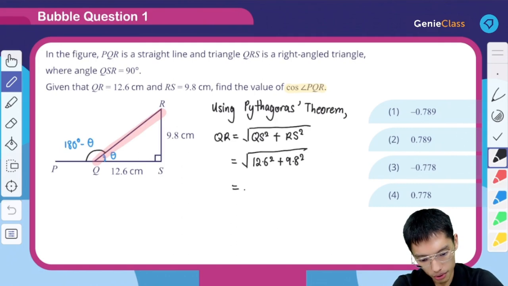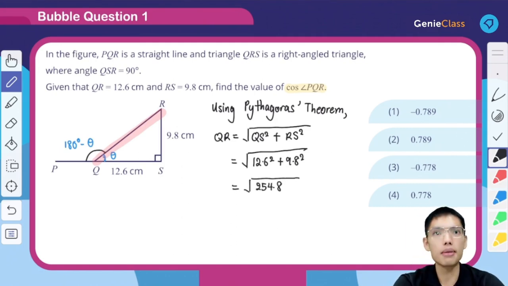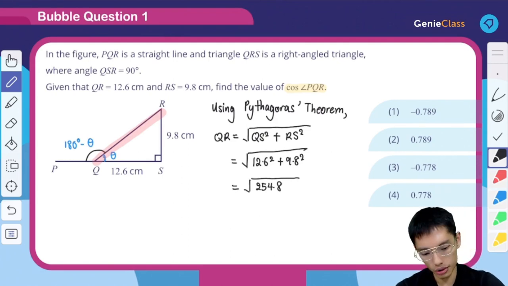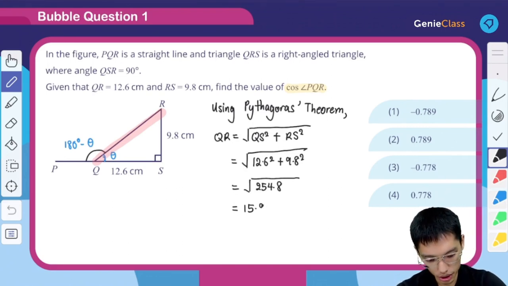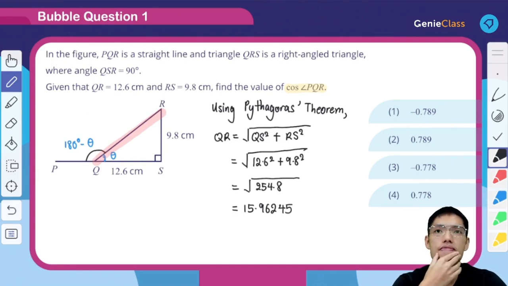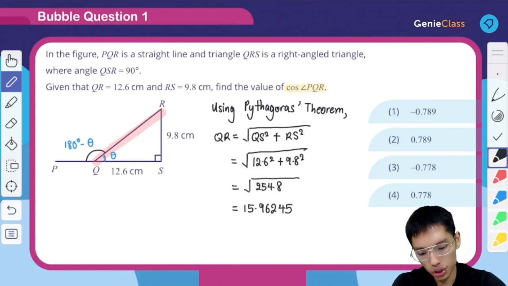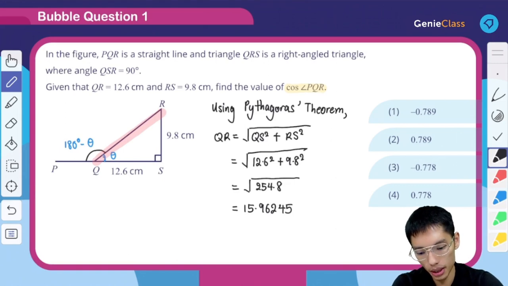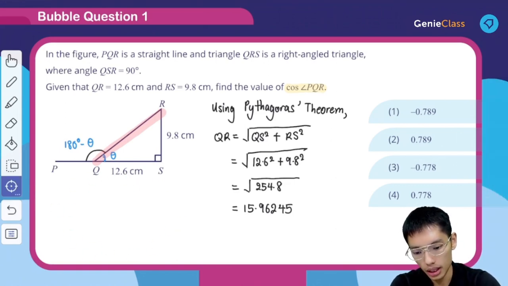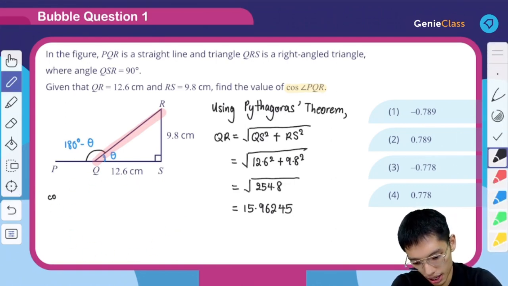That's going to be square root of 254.8. And again, because this is a recurring number, we write to as many significant figures or decimal places as possible, preferably 5SF or 5 decimal places. Sorry for that. Now let's take a look. Now cosine of PQR, what is it? Let me continue my working over here. Now cosine of PQR, let's recap.